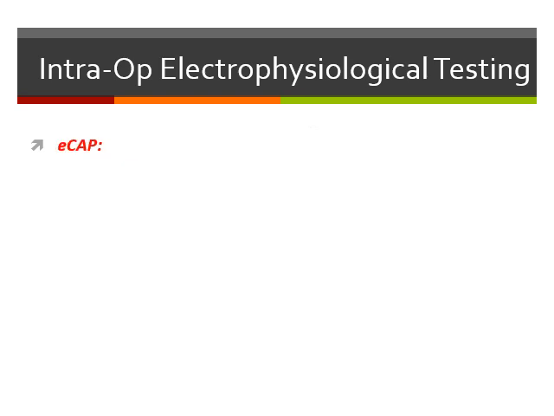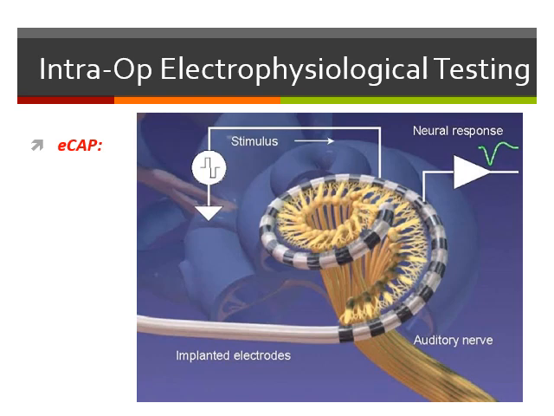Now let's talk about ECAP. What are the basics behind the ECAP? Here, after insertion of the electrode, as we all know, the electrode now is around the modiolus, around the spiral ganglion. Okay, so this is the electrode around the spiral ganglion.